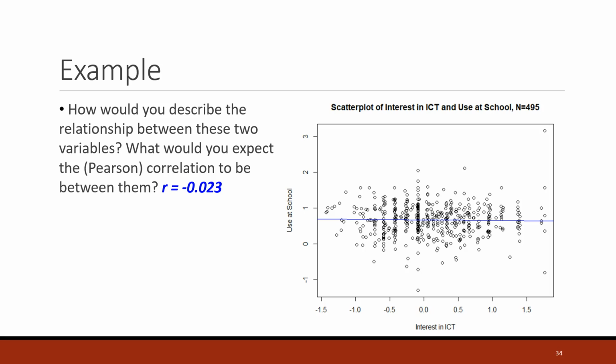The Pearson correlation between these two variables is negative 0.023, so it is negative. It is very small though, it's close to 0. So overall, there doesn't seem to be much of a linear relationship between interest in internet, computers, and technology and their use at school.